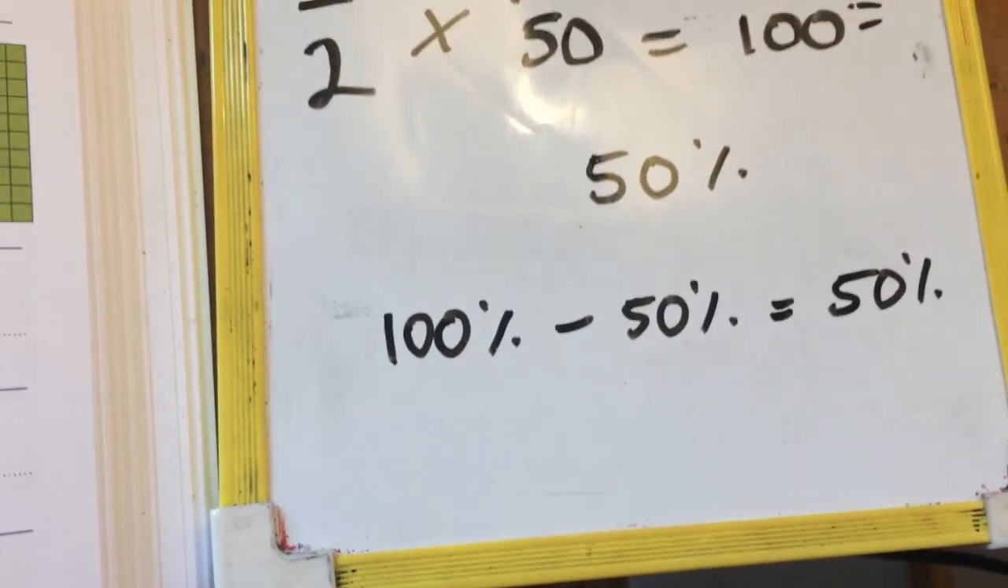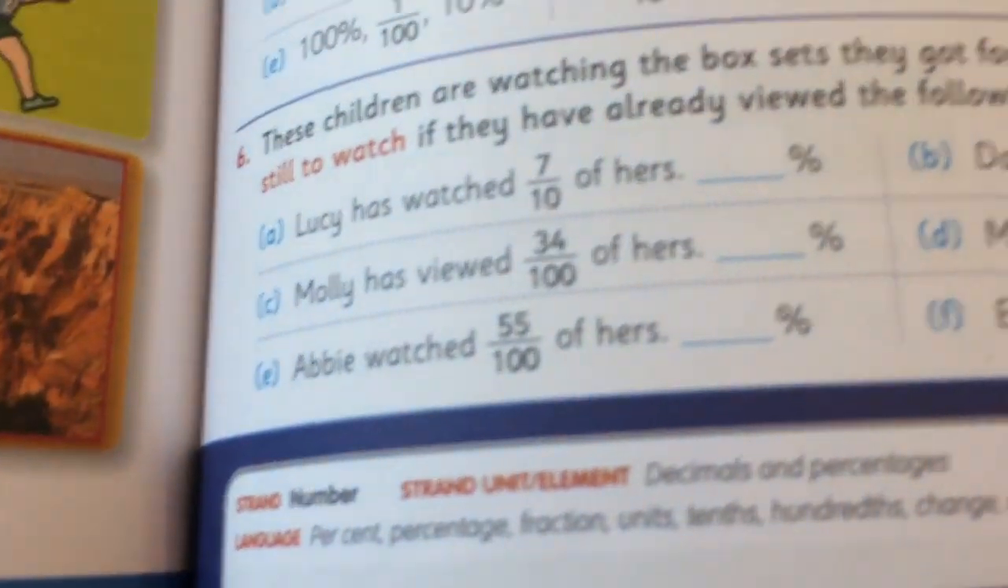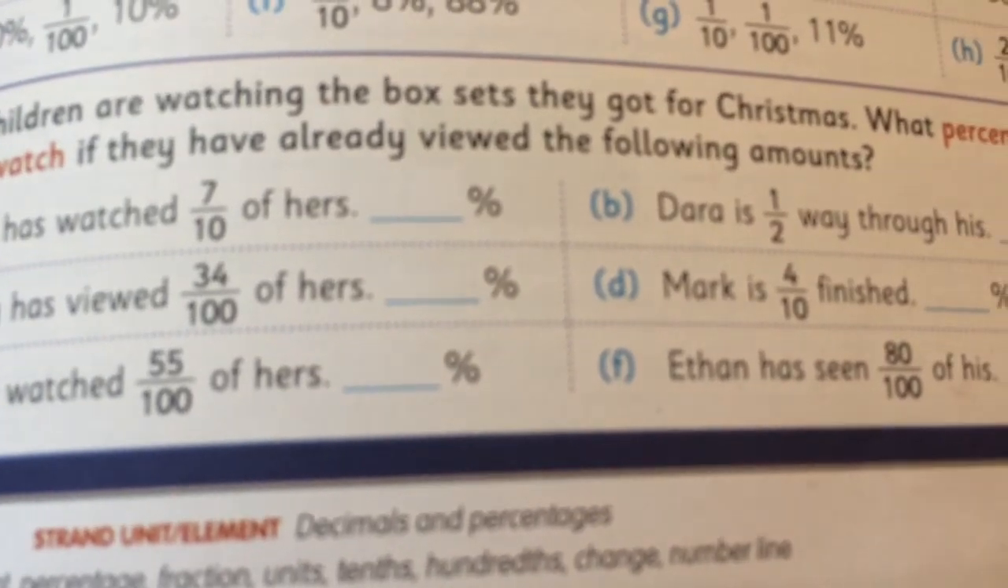You take it from 100%. But in this one, they give you halves. They're going to give you some hundredths and some tenths. But basically, you'll be able to manage that.